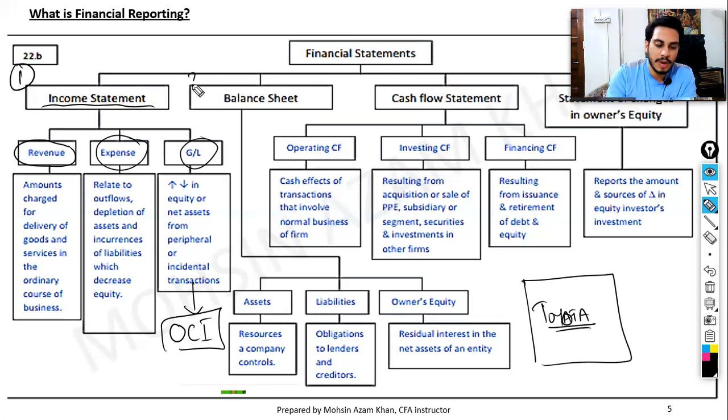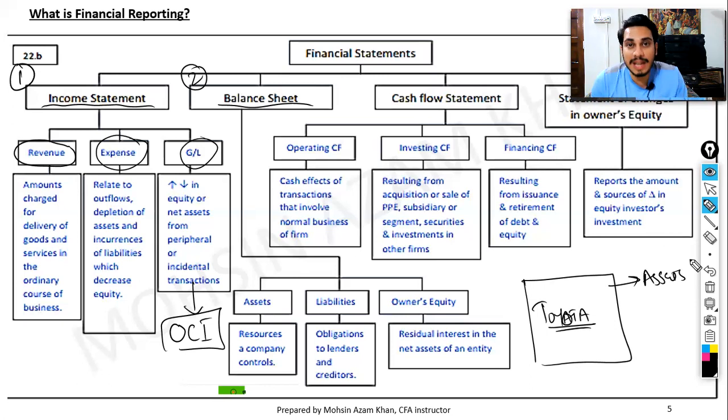Number two financial statement is called the balance sheet. Let's suppose now Toyota wants to report how many assets it has. Obviously, in order to generate revenue from their normal course of business, Toyota needs assets. Toyota needs factories. Toyota needs equipment. Toyota needs plants. Toyota needs raw materials. Toyota needs inventories to create those vehicles. So those are the assets that Toyota needs.